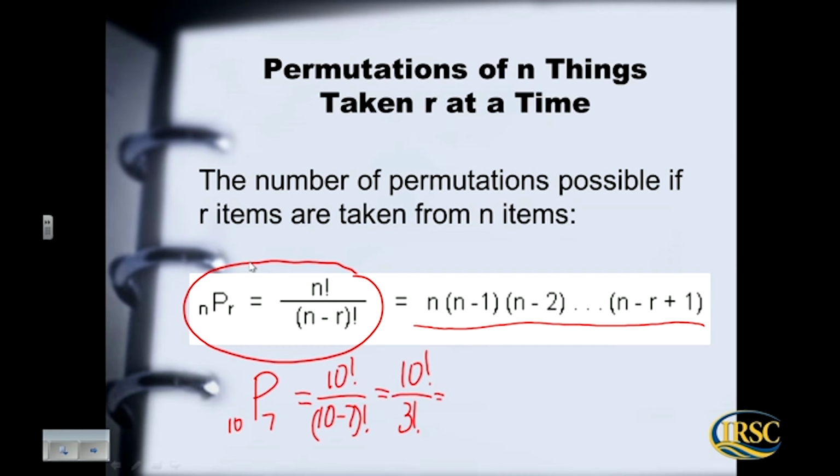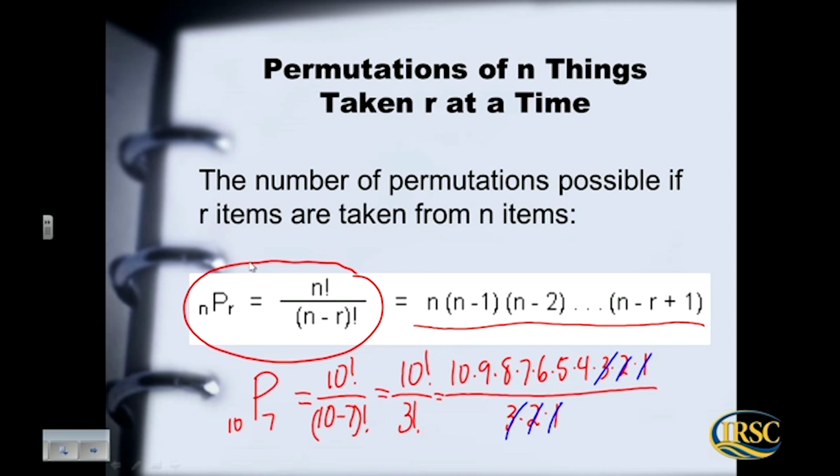Okay, what this really means is that you have 10 times 9 times 8 times 7 times 6 times 5 times 4 times 3 times 2 times 1 over 3 factorial, which is 3 times 2 times 1. All right, being that we have a fraction, what can we do with the 3, 2, 1 on top and bottom? Cancel them out. And so the denominator is always going to cancel with part of the numerator.